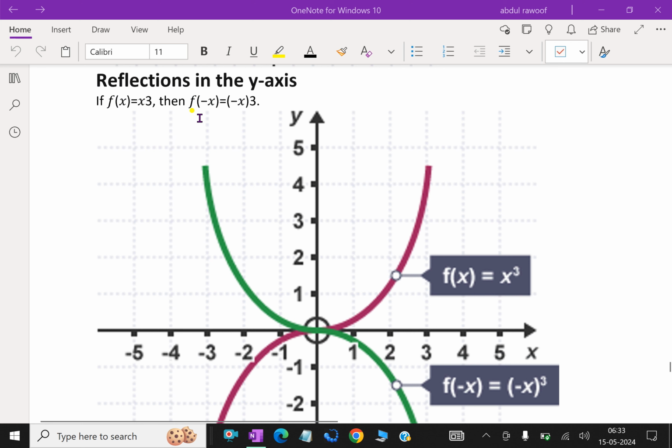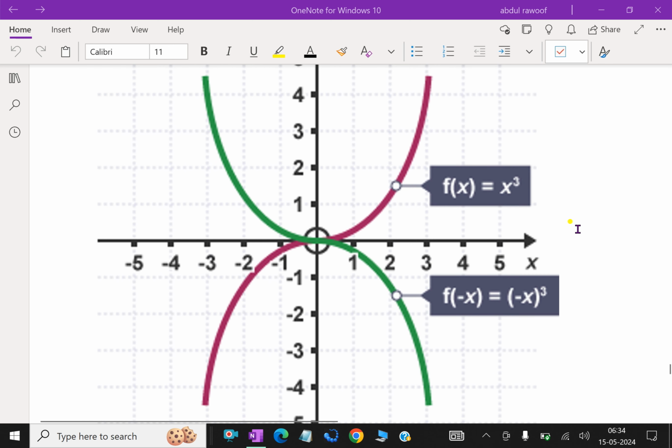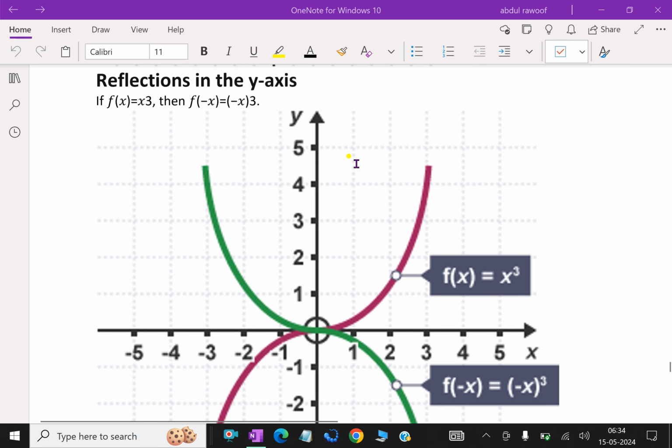Reflection in the y-axis. Here, suppose the parent graph is f of x equals x cube. Look at the parent graph, the purple graph here. This is y equals x cube, that is, f of x equals x cube. Suppose it is reflected about the y-axis. Look at here, this is reflected about the y-axis, meaning it is flipped here.